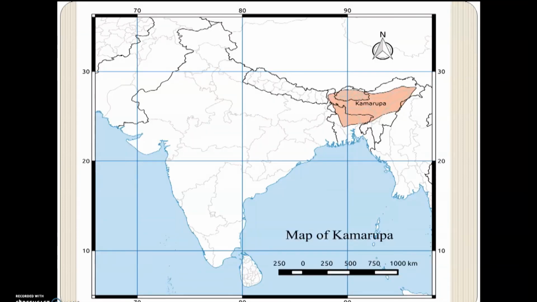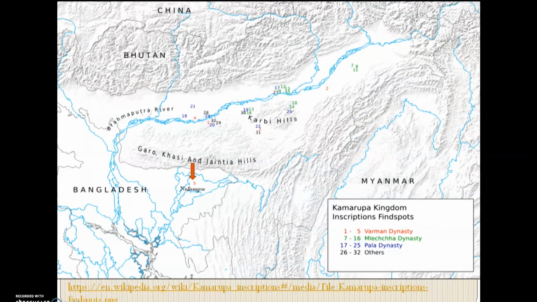This is a map which depicts the boundary of Kamarupa, and here we can find the Nidhanpur where the inscription was originally discovered.